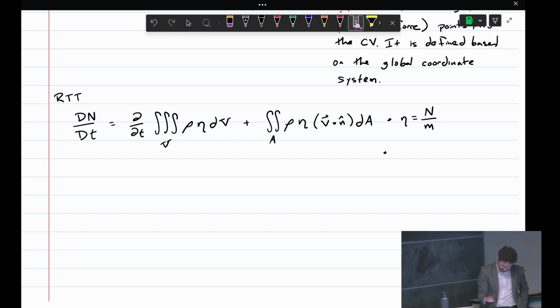The eta thing at the end, that isn't supposed to be part of the equation, that's just a note, right? Yeah. Yeah, I can move it down.